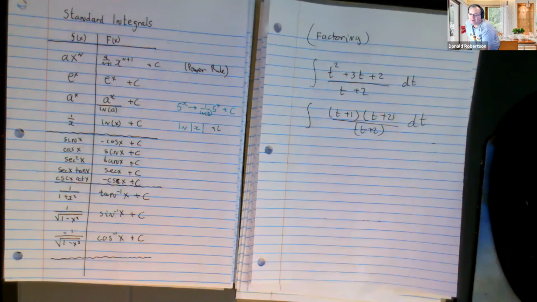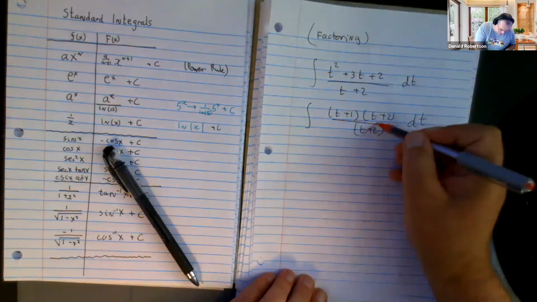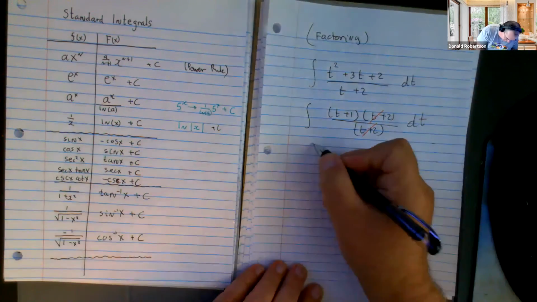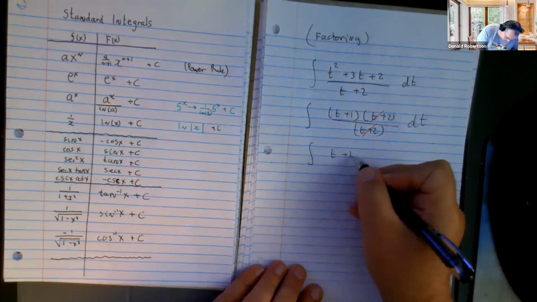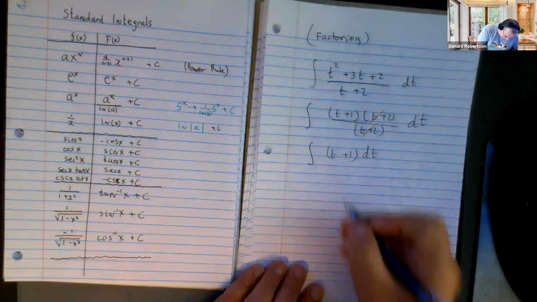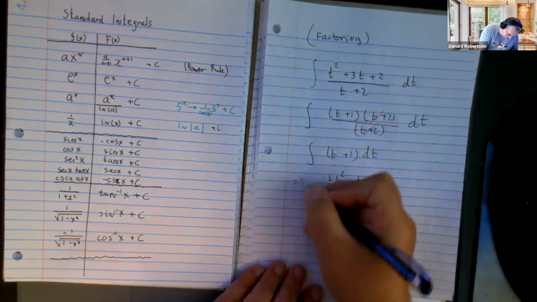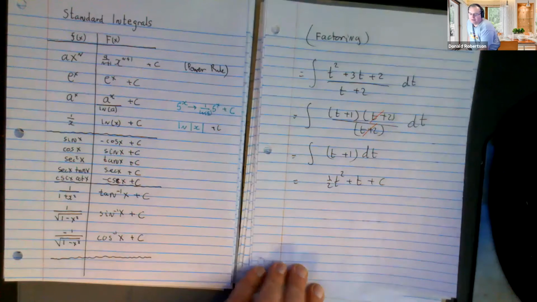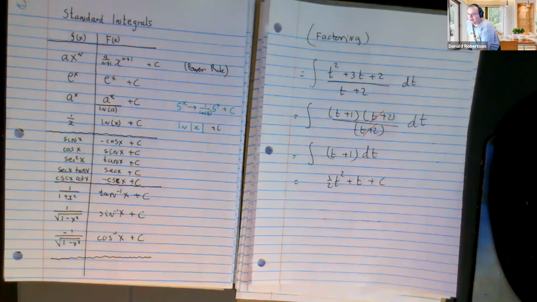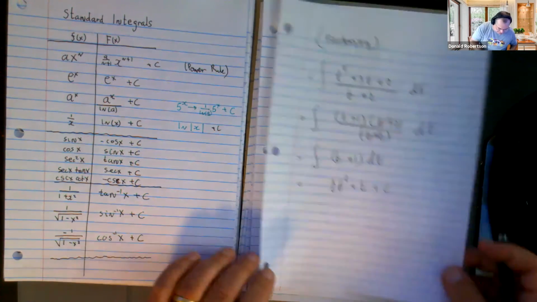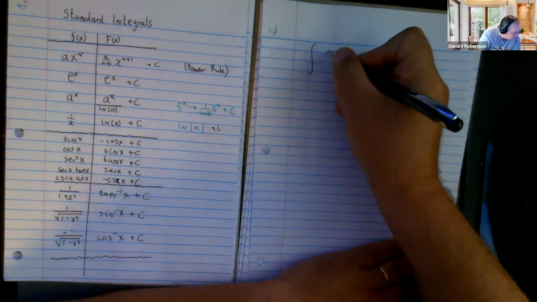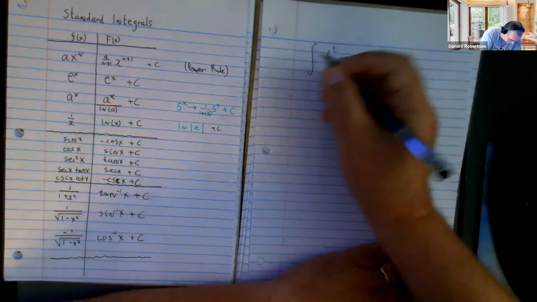Do you see something nice happening here? And so this one actually is that one, and that's a power rule. See how nice it looks after the factoring? How about this one? This one is a version of 37.